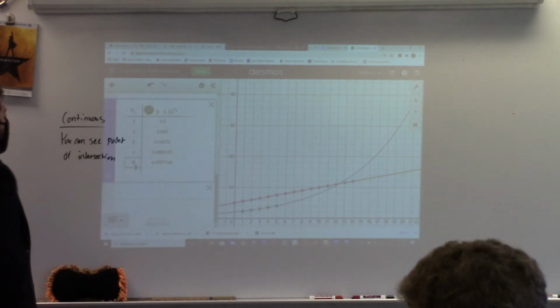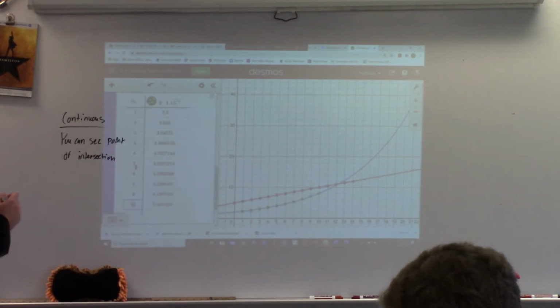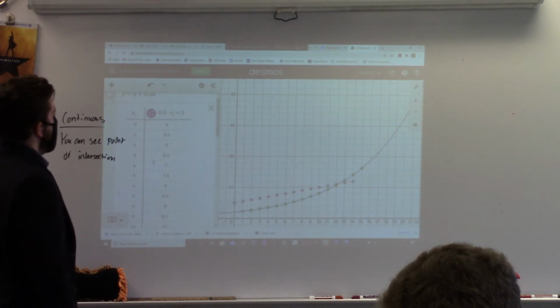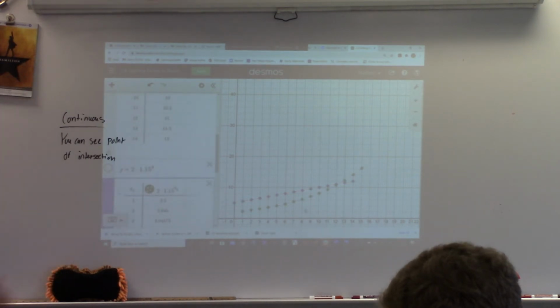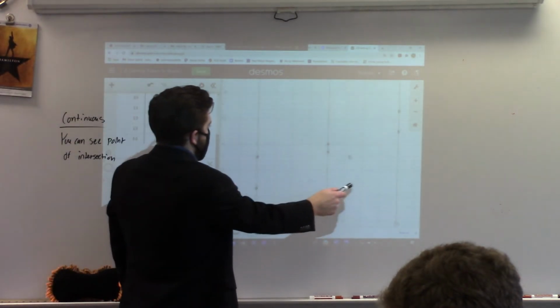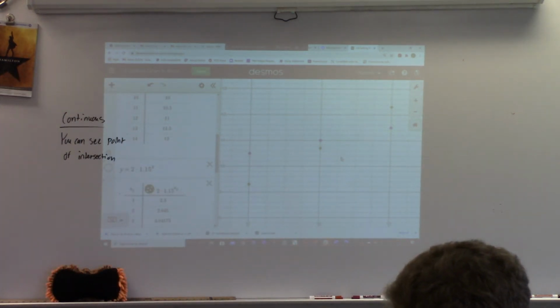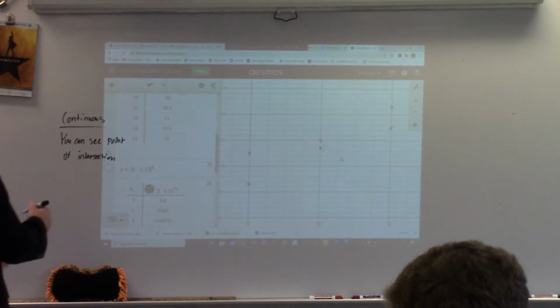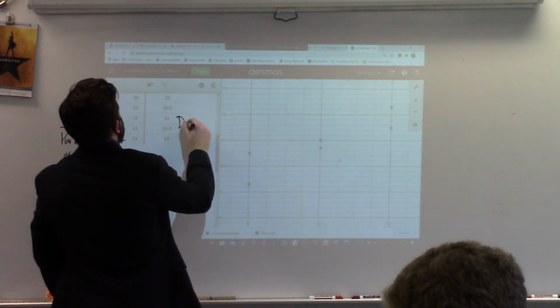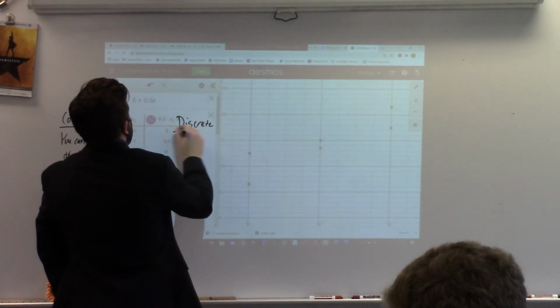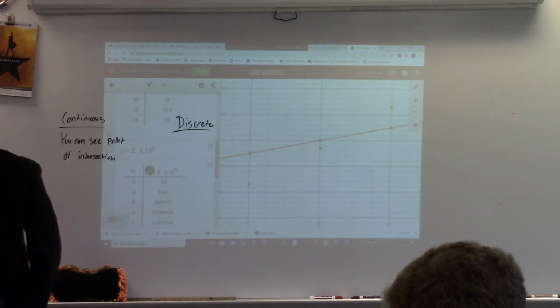Actually, one thing to note about Desmos, once you make a table, if you just continue it out, it'll keep giving you those points. Now we can't really see exactly where that point of intersection is, right? We know it's in here somewhere, but we don't know exactly where. So one advantage to continuous is that we can see the exact point of intersection. What about in our situation when we're making money? What's the primary difference between continuous and discrete?